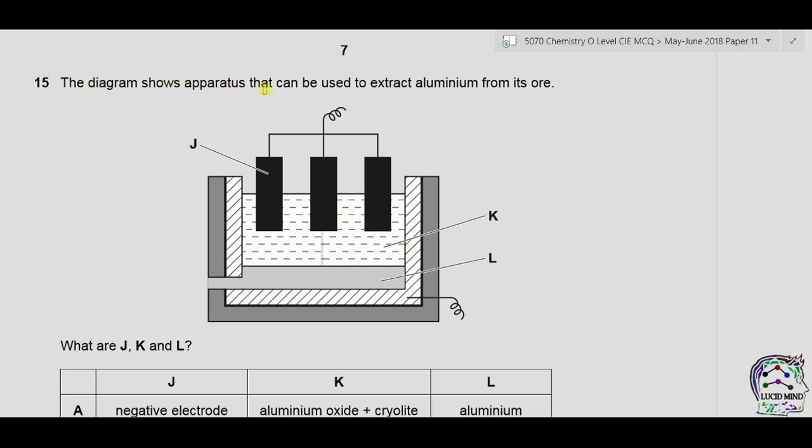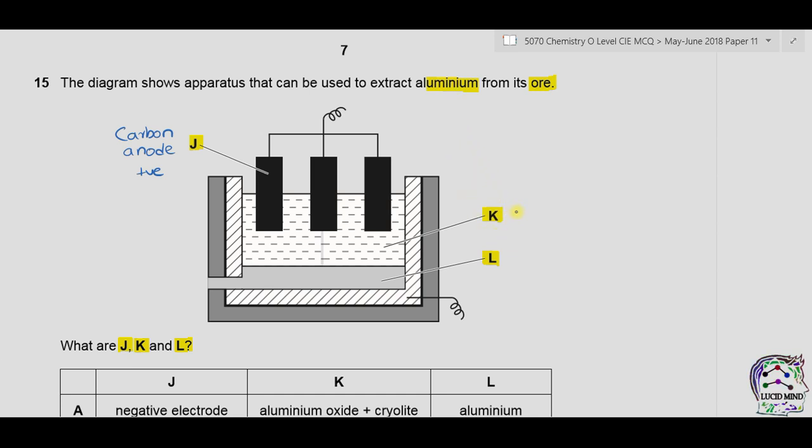Question 15. The diagram shows apparatus that can be used to extract aluminum from its ore. What are J, K and L? This is J, this solution is K, and this is L. Now you must know the names of these. J is black in color and it is carbon anode, which is positive. K is electrolyte, that is electrolyzed using this electrolysis process, as it is aluminum ore.